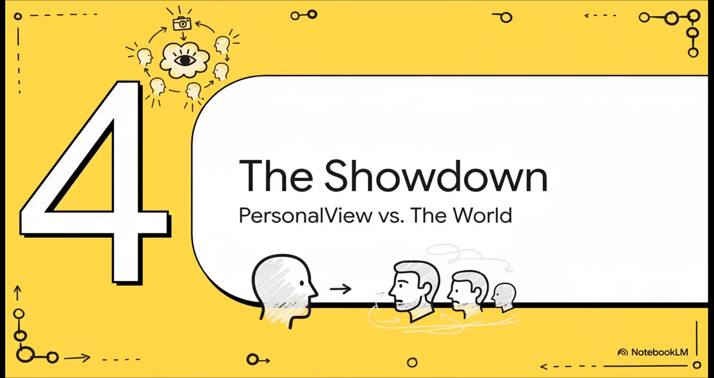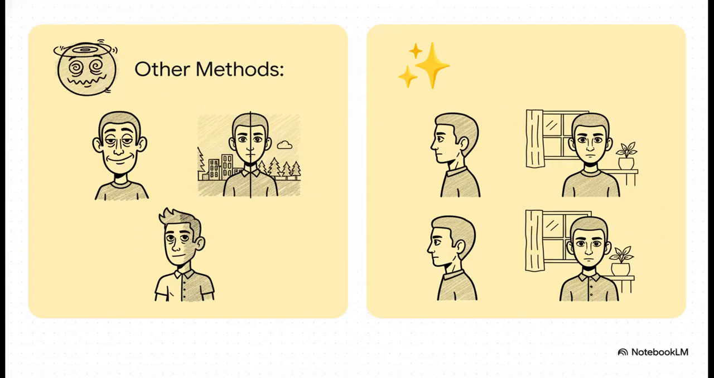Okay, so that all sounds great in theory, but the crucial point is, does it actually work in practice? Let's look at the results when PersonalView went head-to-head with other methods. And wow, this just says it all. On the left, you see the outputs from other models. I mean, they really struggle. You get distorted bodies, inconsistent backgrounds, and just plain weird results. But then on the right, PersonalView delivers clean, coherent images every single time. The geometry is solid, and the visual details are totally locked in.